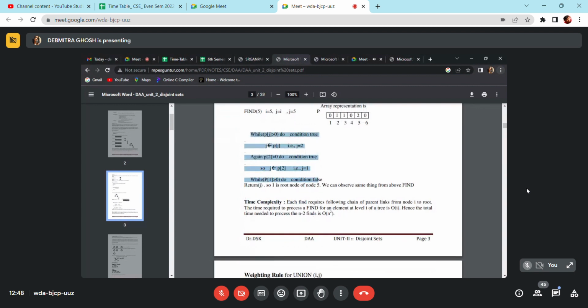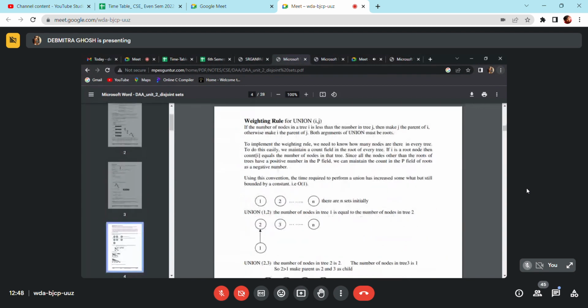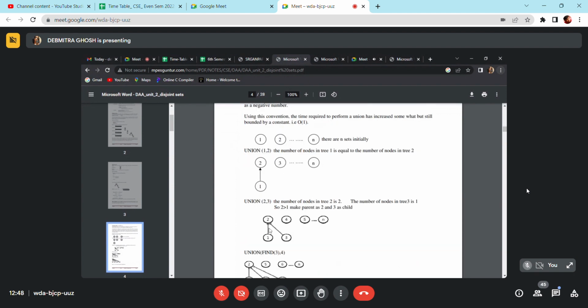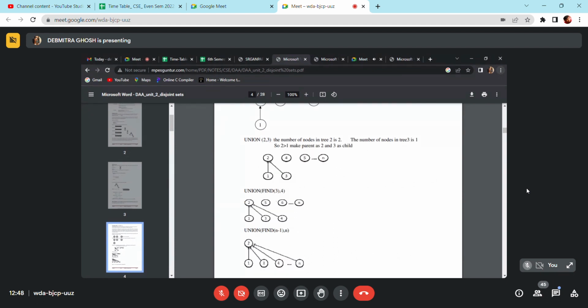Time complexity of find algorithm is also big O n square. Then comes the weight rule of union. What is the weight rule? If the number of nodes in tree i is less than the number in tree j, then make j the parent of i. So this is the condition. So we have to make 2 the parent of 3. Union of 3 and 4. So this is how the union of two numbers is done.